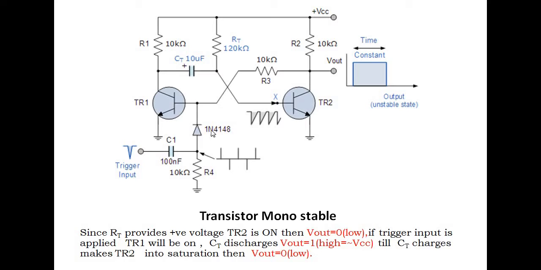So when and only when we apply the triggering, right, this is the triggering pulse which passes through the high pass filter, and there is a diode.